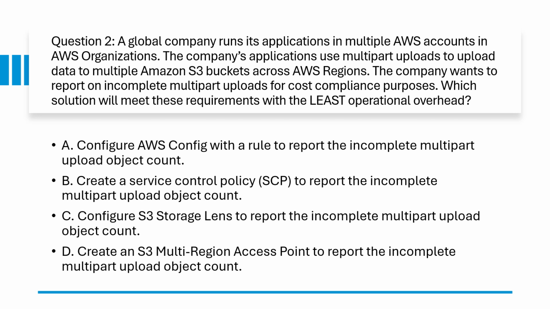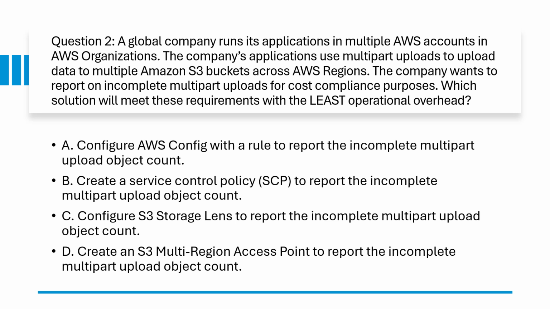A global company runs its applications in multiple AWS accounts in AWS Organizations. The company's applications use multi-part uploads to upload data to multiple Amazon S3 buckets across AWS regions. The company wants to report on incomplete multi-part uploads for cost compliance purposes. Which solution will meet these requirements with the least operational overhead?